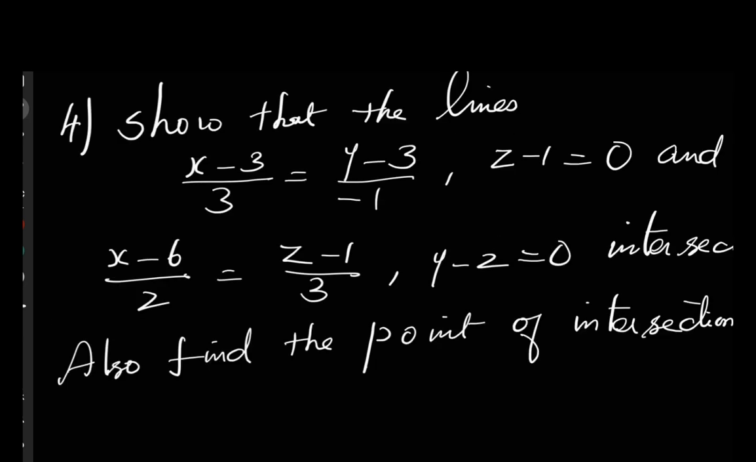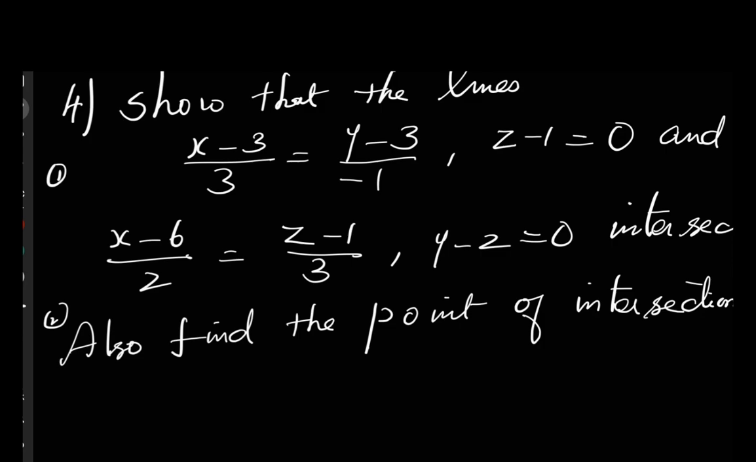See the fourth sum. Show that the lines (x minus 3)/3 equal to (y minus 3)/minus 1, comma z minus 1 equal to 0, and (x minus 6)/2, (z minus 1)/3, comma y minus 2 equal to 0 intersect. You have to show the two lines intersect. Also find the point of intersection. Here two questions arise. First one is you have to show these two lines are intersecting lines. Second question, you have to find the point of intersection.